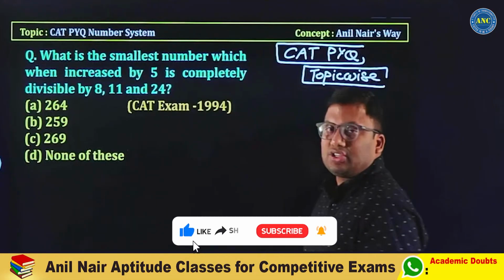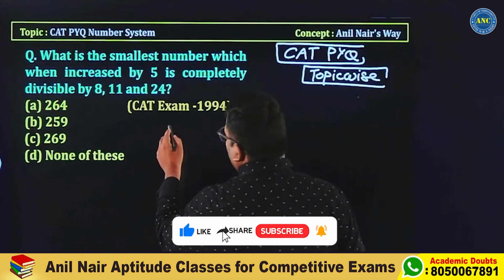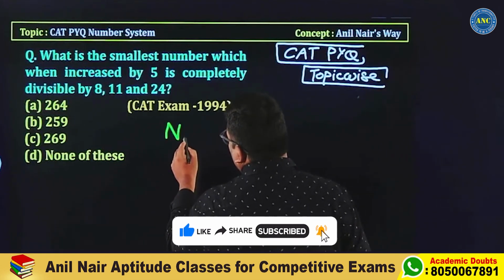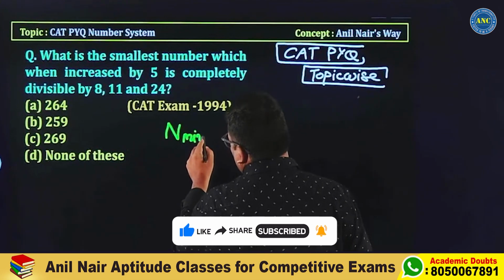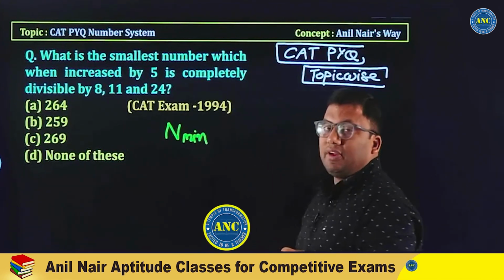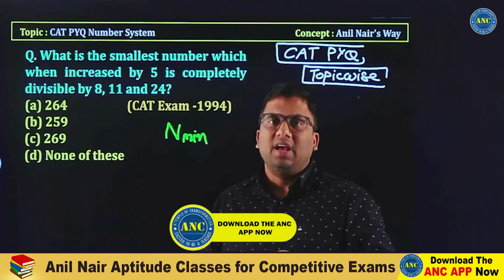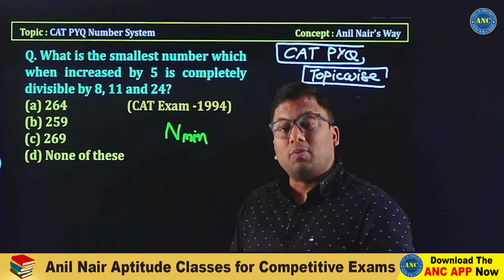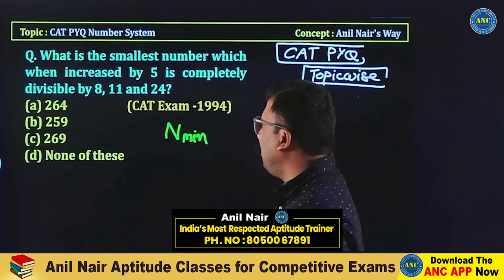What is the smallest number? Let n be the number. It is the smallest number, so n should be minimum. Whenever we talk about a largest number, I will write n maximum. Smallest number, I will write n minimum.